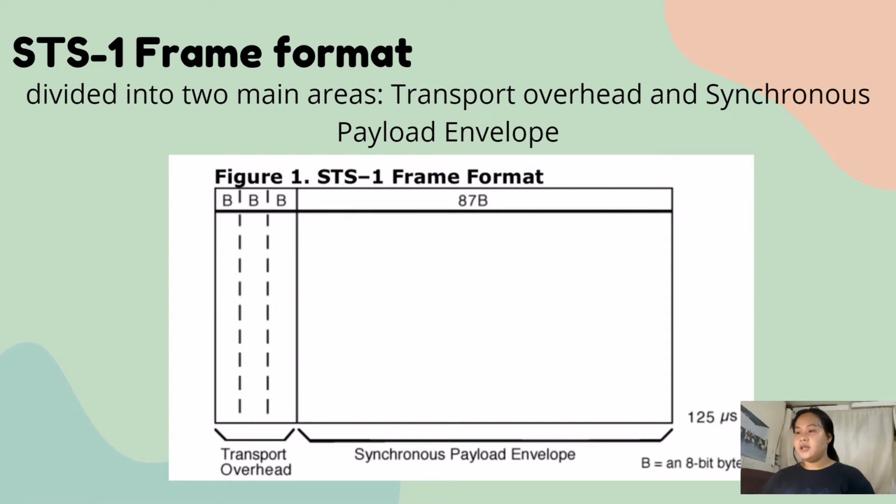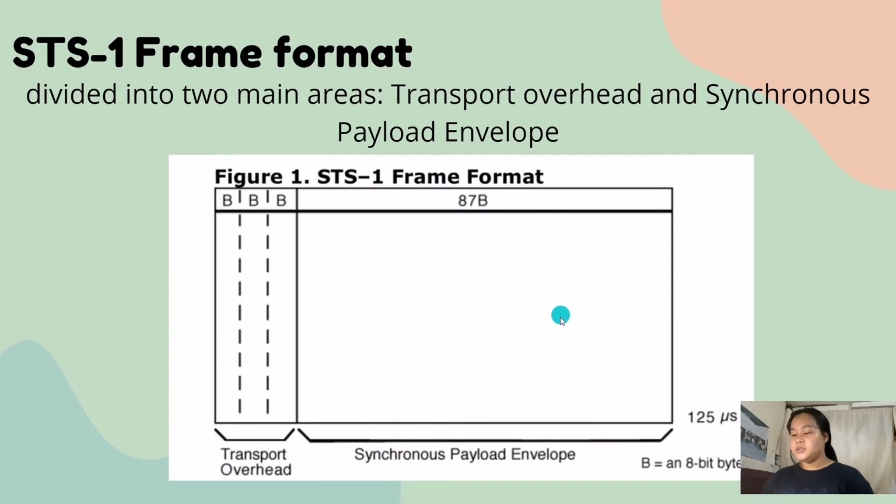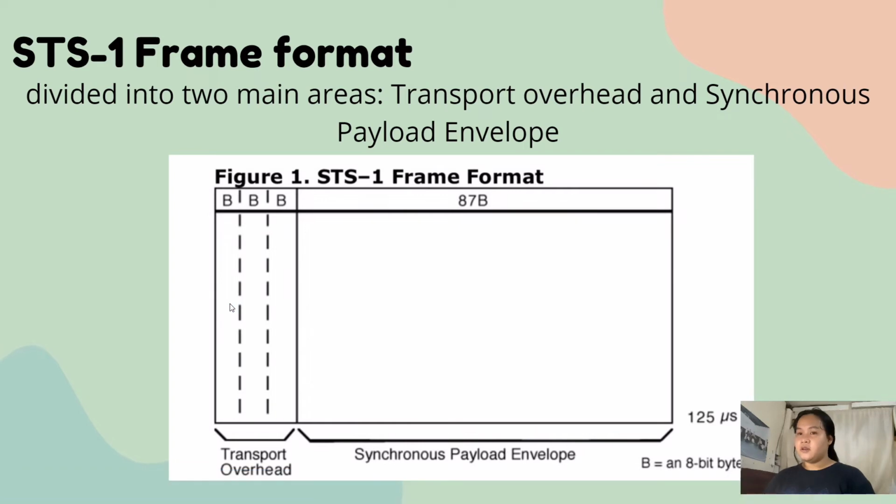The synchronous payload envelope can be divided into two parts: the STS path overhead, or POH, and the payload. Once the payload is multiplexed into the synchronous payload envelope, or SPE, it will be transported and switched through SONET without having to be examined and possibly demultiplexed at intermediate nodes. Thus, SONET is said to be service independent, or transparent. Transport overhead is composed of section overhead and line overhead.